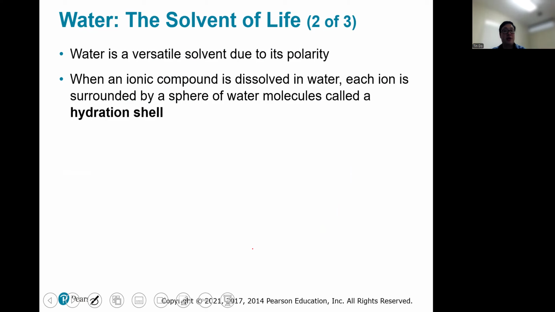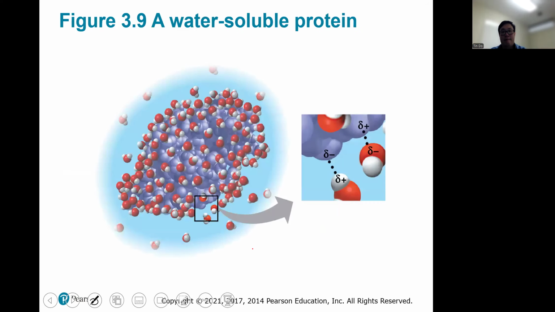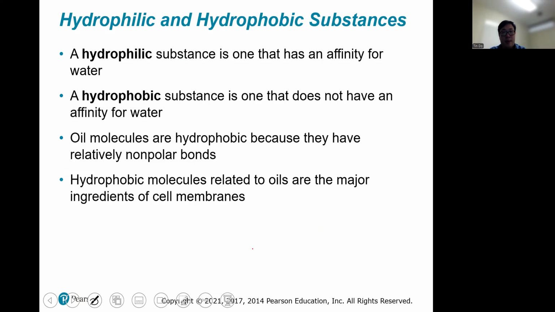So these hydration shells are important. Okay. And they're going to be very important later on when we talk about the movement of protein, the holding of protein in a tertiary state, so on and so forth. Okay. Now, hydrophilic versus hydrophobic interactions. Hydrophilic, water-loving; hydrophobic, water-fearing.